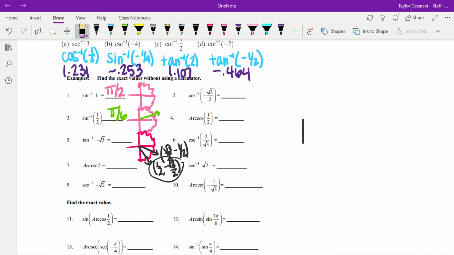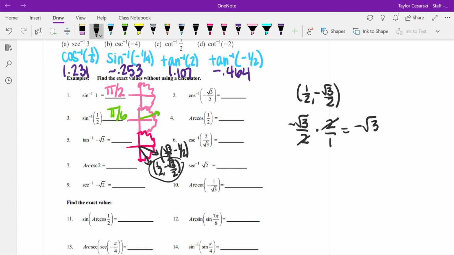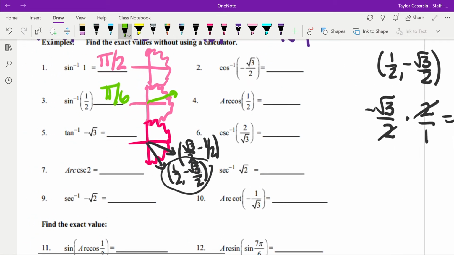1/2 negative square root of 3 over 2. So sine over cosine, negative square root of 3 over 2 times 2 over 1, keep, change, flip, and I get negative square root of 3. So I'm looking at that angle closest to the bottom. Okay, so I'm going to zoom in a little bit. So remember, this was negative 1/6, this was negative 2/6. So negative 2/6 I can write as negative 1/3 or negative pi over 3.